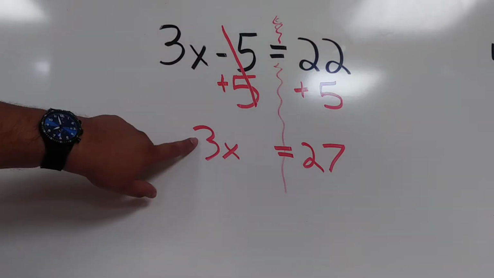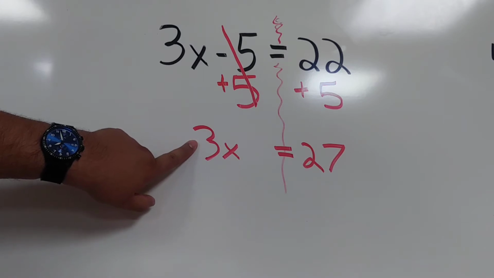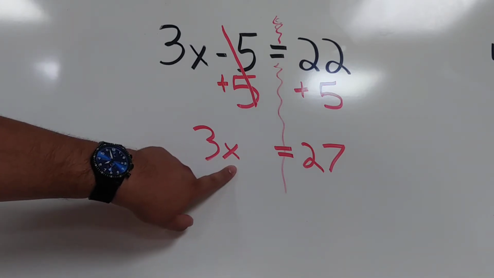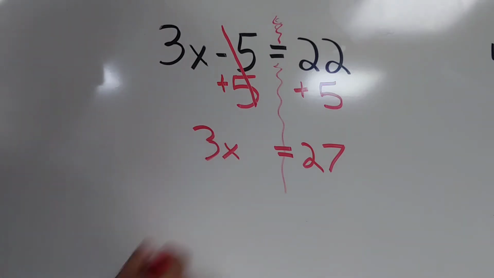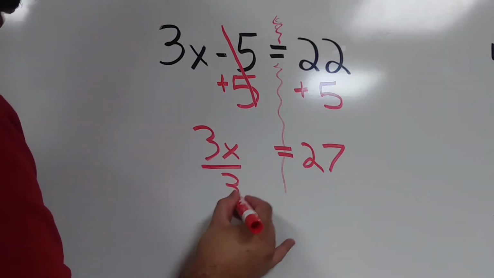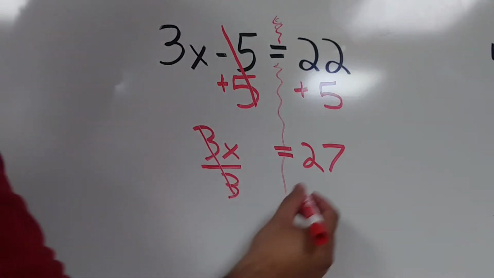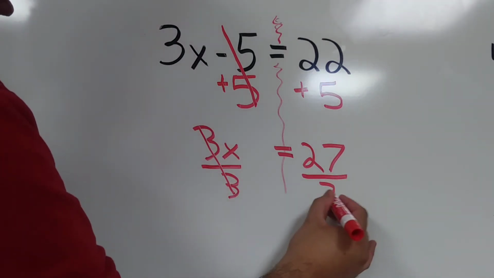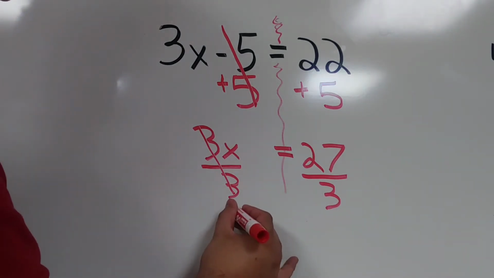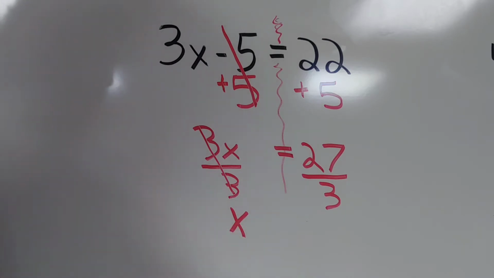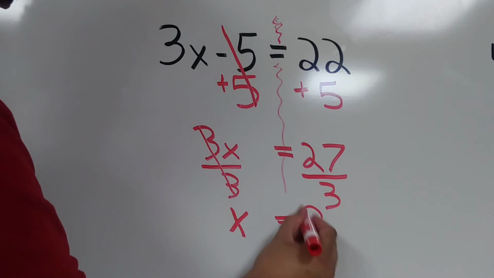Next, we take out the bodyguard that's attached to our target. We deal with the coefficient, which is a multiplier of our variable. Because the 3 is multiplying times the x, we're going to divide by 3, do the opposite. But because we want to keep our equation balanced, we have to do the same to the right-hand side. So we're left with x equals 27 divided by 3, which is 9.